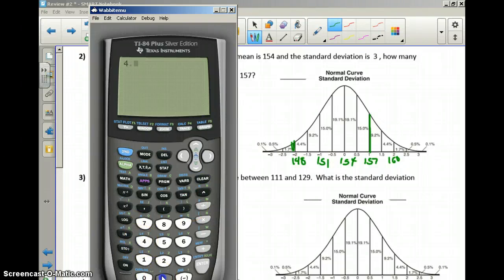I have 4.4, I have 9.2, 15, 19.1, plus 15. And that gives me 81.8%.